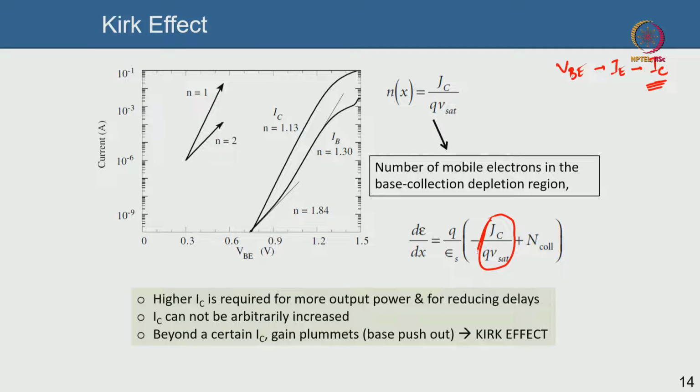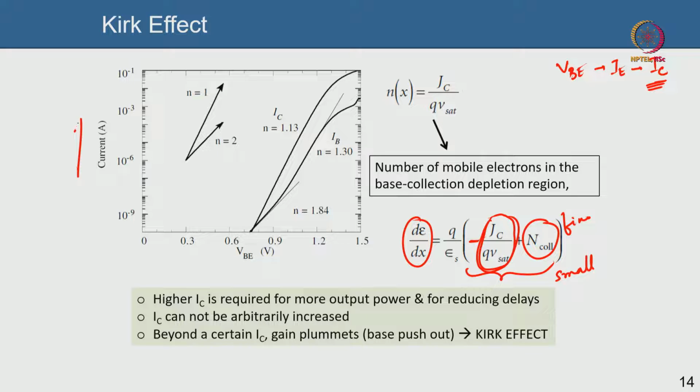If this quantity becomes large, given this is fixed, this entire quantity becomes small because there is a negative sign in front of this, which means the slope of the field keeps reducing. This is the basic genesis of the Kirk effect.